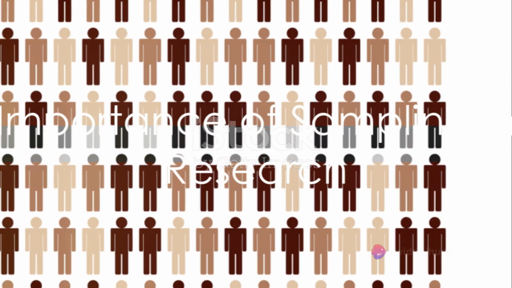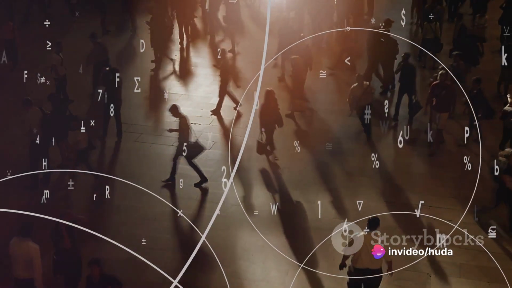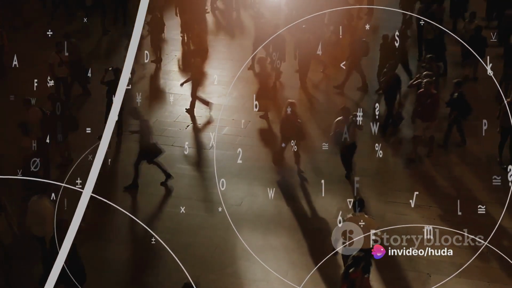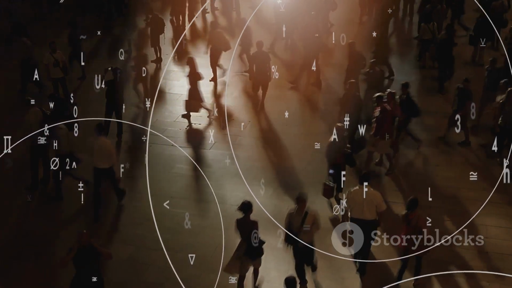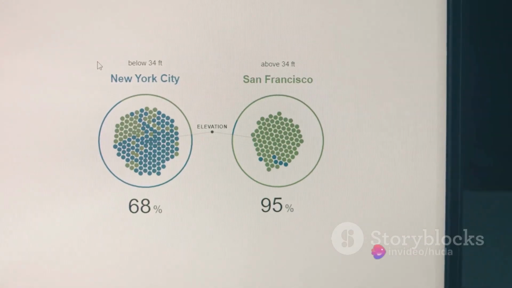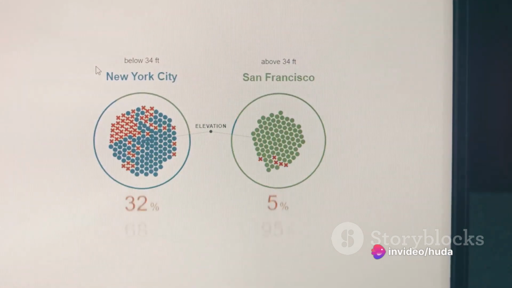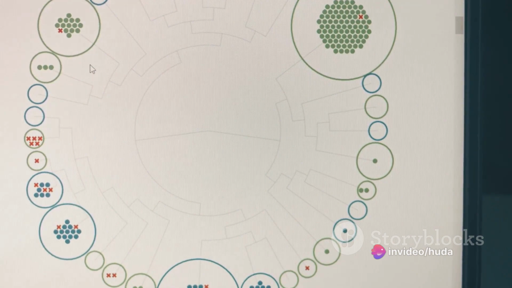Why does sampling hold such a pivotal role in research? It's because sampling allows researchers to gather data from a subset of a population, making the research process more efficient and feasible. Today, we dive into the world of non-probability sampling, a type of sampling where not every individual in a population has an equal chance of being selected.